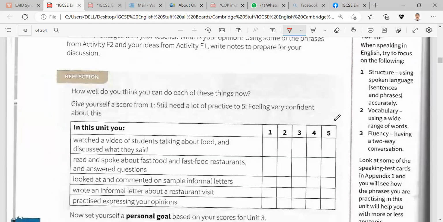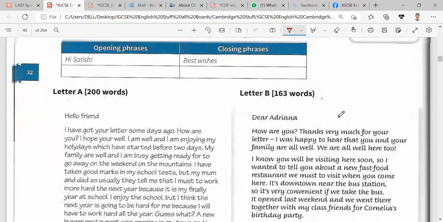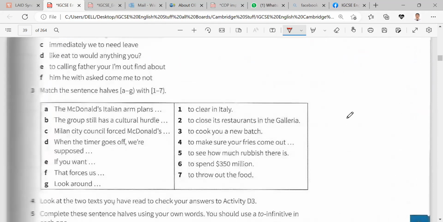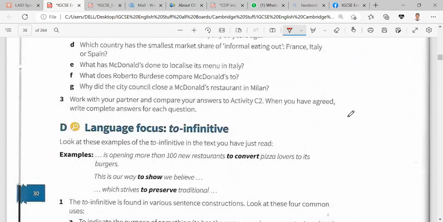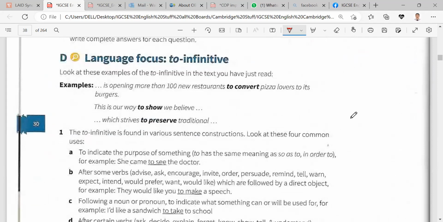The other part I need to focus on tonight is the language focus. The language focus of Unit 3, how to use to infinitive. What do I mean by to infinitive? To means to plus verb 1. To plus verb 1. Infinitive means verb 1.